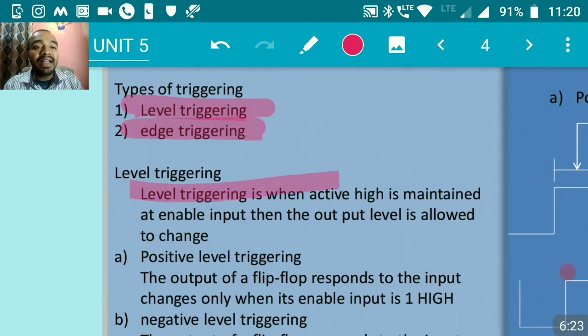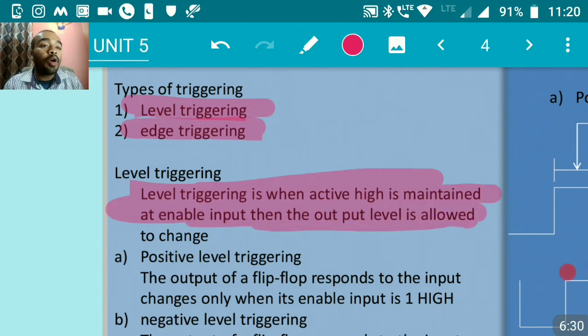Level triggering is when active high is maintained at the enable input, then the output is allowed to change. By maintaining active high at the enable input, your output level is allowed to change. That is what we are going to call level triggering. Understood? So level triggering is when active high is maintained.